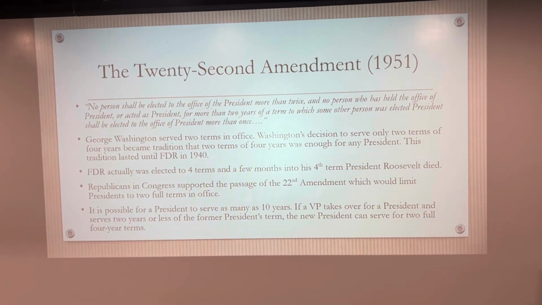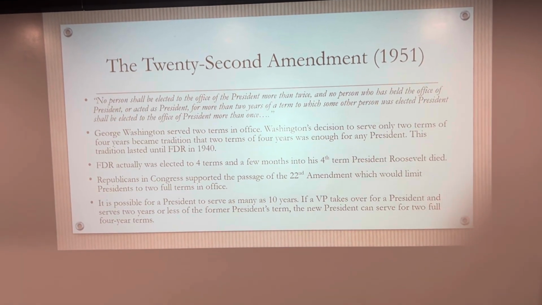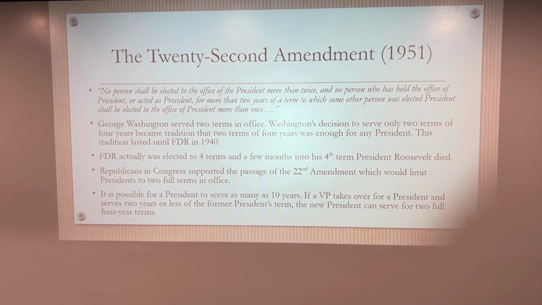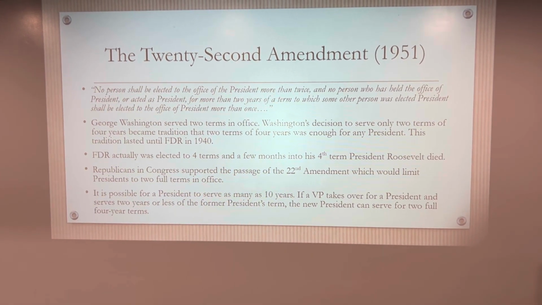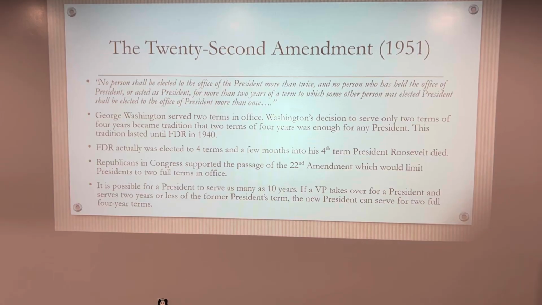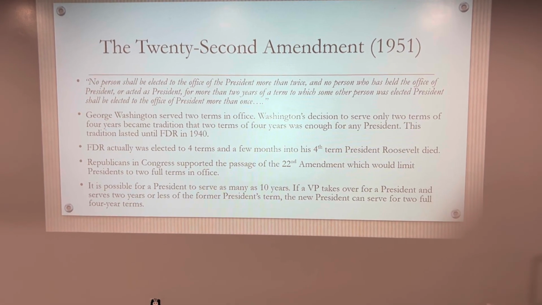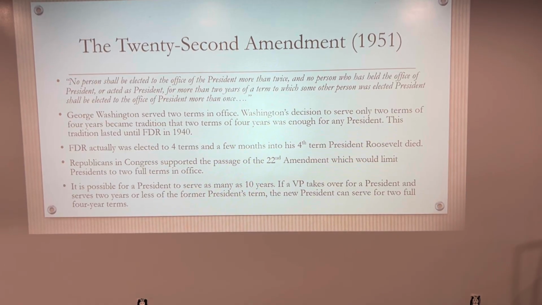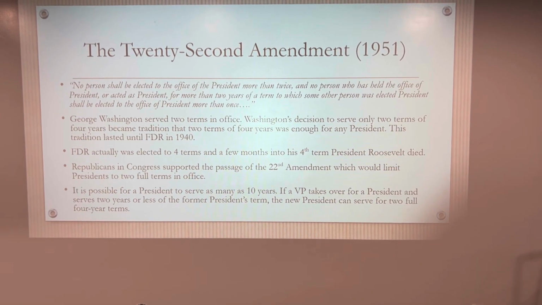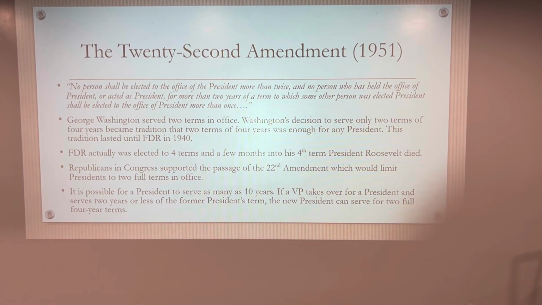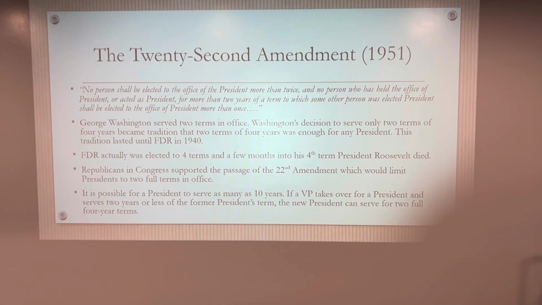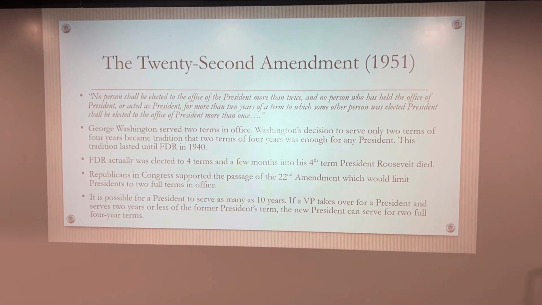The 22nd Amendment, which was established in 1951, is the Term Limit Amendment, or 2 terms. George Washington served 2 terms in office. Washington's decision to serve only 2 terms of 4 years became the tradition that 2 terms of 4 years was enough for any president. This tradition lasted until FDR in 1940.